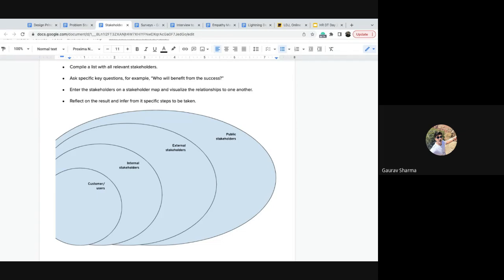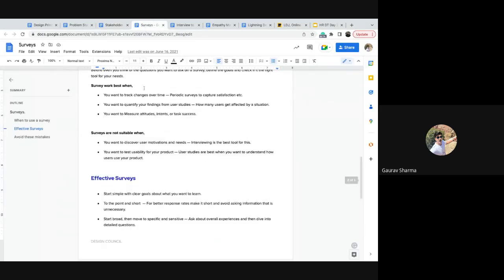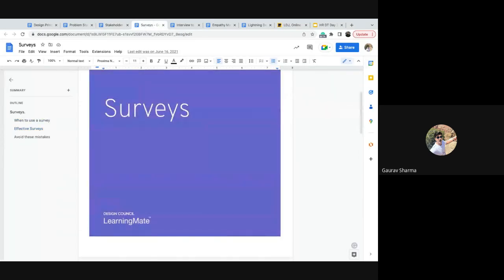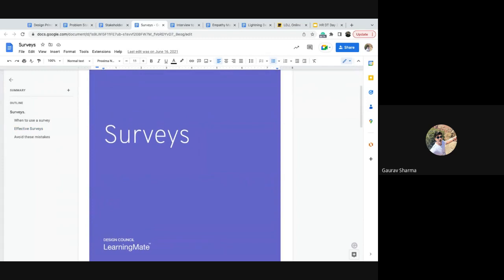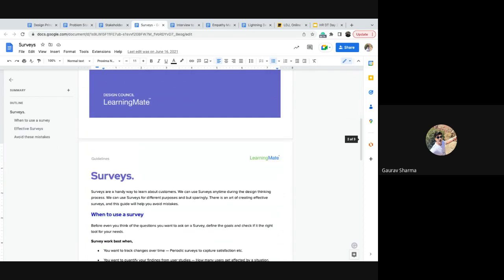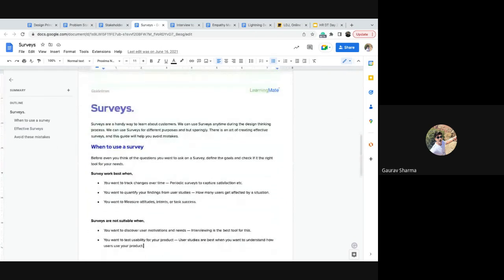Now, I will quickly jump to some of the other pieces that could be used, and we probably use it day in and day out, right? The first thing is surveys. Now, I've seen so many surveys that we float to our target audiences, and we ask them questions. But there is a way to use survey. There's a way to write them. And then, of course, there are certain areas only when you can use the surveys. You cannot really use surveys for every need. So let's understand that a little bit, right?